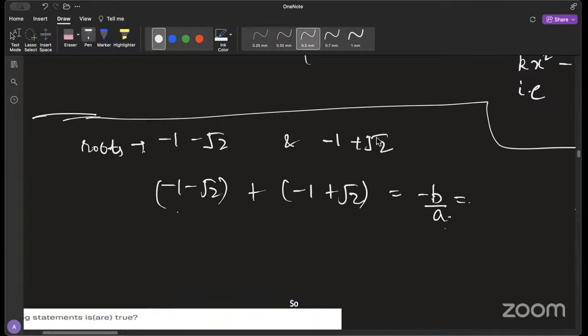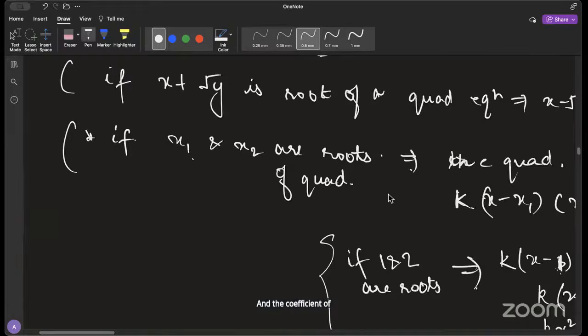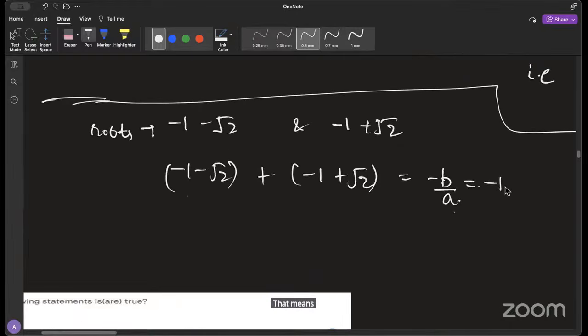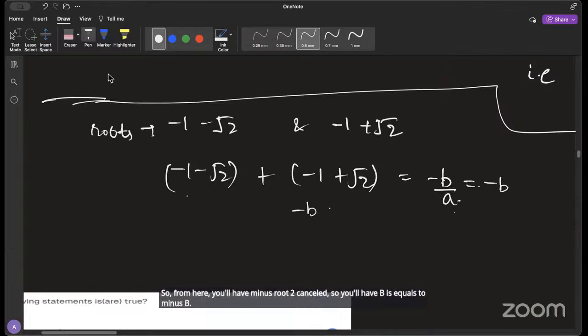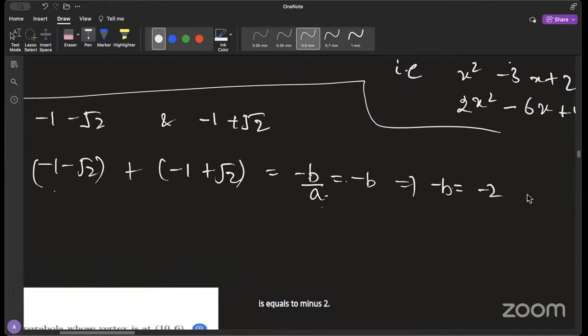So your a is given to be 1. It's given initially that the coefficient of x squared is 1. That means your a is 1, so you have minus b here. From here, minus root 2 cancels, so you'll have minus b equals minus 2. Or you can simply say your b is equal to 2.